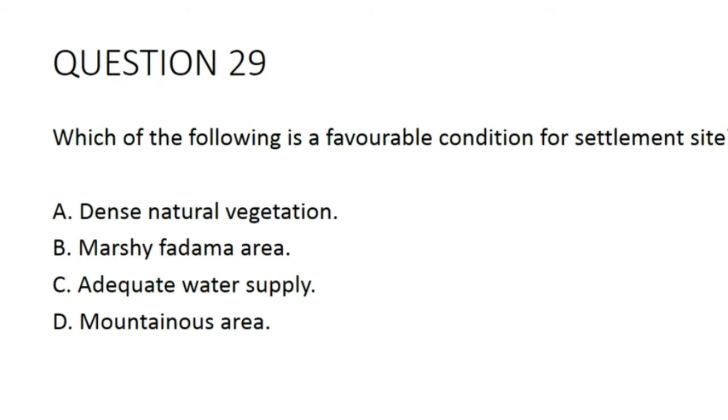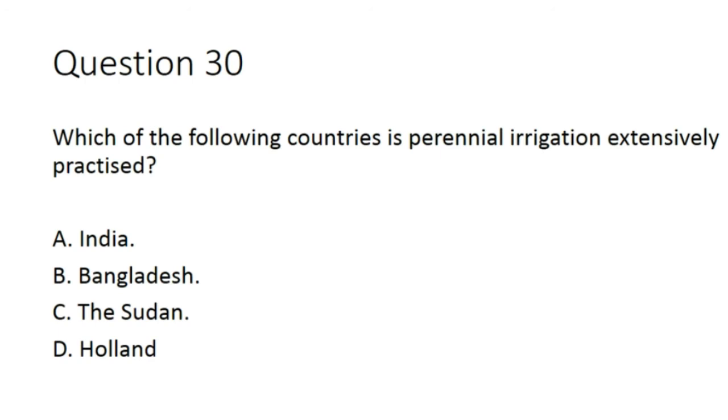Adequate water supply, D. Mountainous area. The correct option is adequate water supply. 30. In which of the following countries is perennial irrigation extensively practiced? A. India, B. Bangladesh, C. The Sudan, D. Holland. The Sudan is where perennial irrigation is extensively practiced.